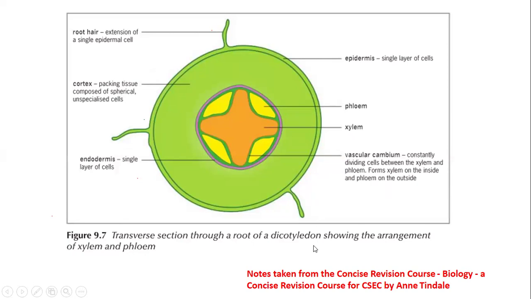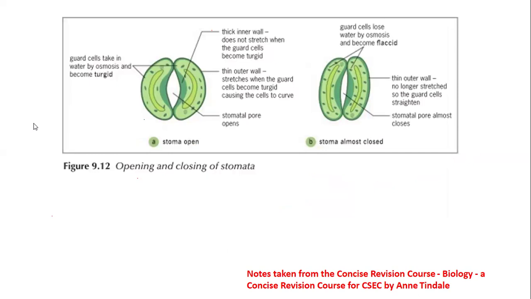All right, this is basically a transverse section through a root of a dicotyledon showing the arrangement of xylem and phloem. So make sure you can label this pretty simple root here: extension of a single epidermal cell; cortex in the middle here, packing tissue composed of spherical and unspecialized cells; endodermis, single layer of cells; vascular cambium, constantly dividing cells between xylem and phloem, forming xylem inside and phloem on the outside. And we have the xylem and the phloem here, guys. So make sure you can label that if it comes. This is very important, guys.